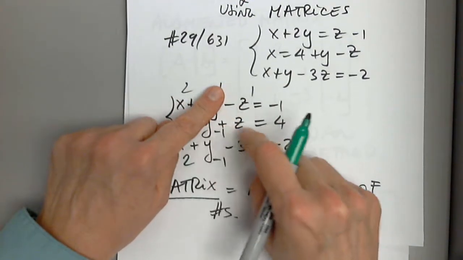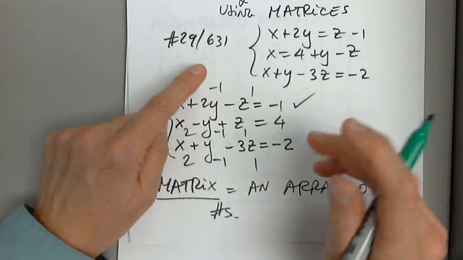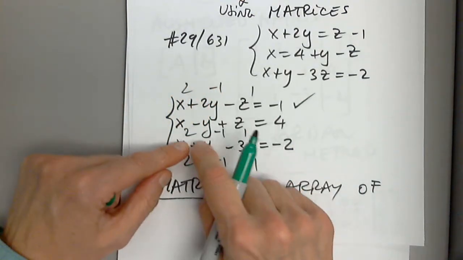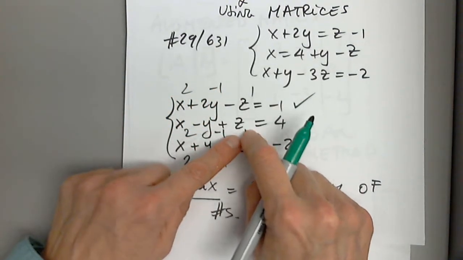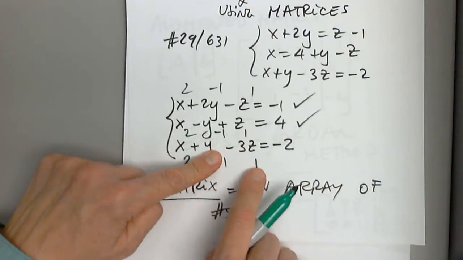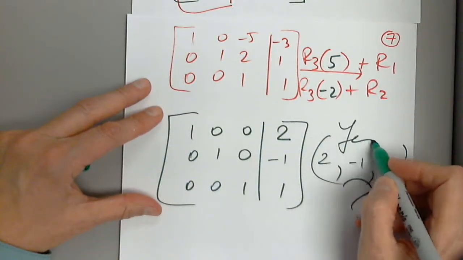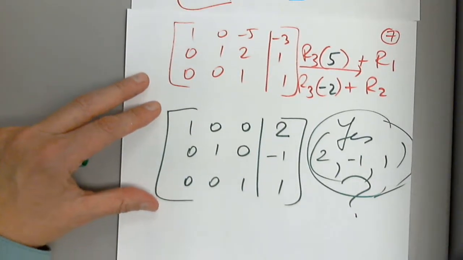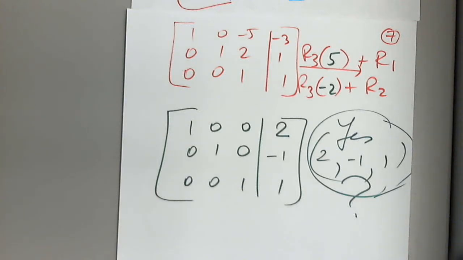2 minus 2 is 0. Negative 1 equals negative 1. Lucky so far. 2 plus 1 is 3, plus 1 is 4. Yes. 2 minus 1 is 1. 1 minus 3 is negative 2. So now I can say indeed, yes. I checked. And no one can find another solution. This is it.